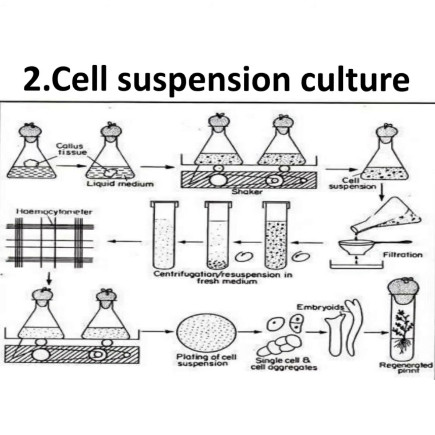Here the callus that is formed is taken in a liquid medium and is agitated by a shaker so that the cells separate and they form a cell suspension solution. And this is filtered and this filtration is washed so that the individual cells are separated and observed under the hemocytometer. The cells from the cell suspension medium are taken and plated on a culture medium which contains nutrients and these develop into cell aggregates. And these form embryoids, develop into small plantlets and these plantlets are planted in the soil.